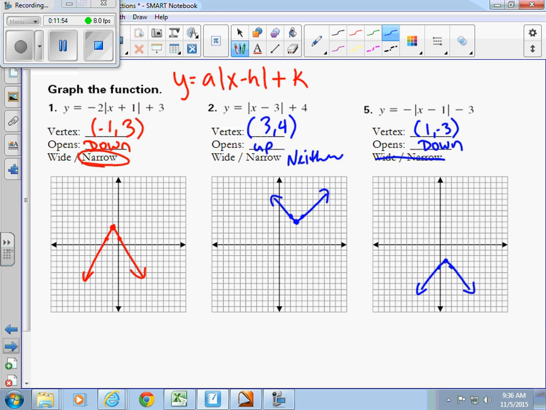How many of you find these even easier to graph than quadratics? Because the shape is easier to get because it's just 2 lines. So you just have to do a quadratic.